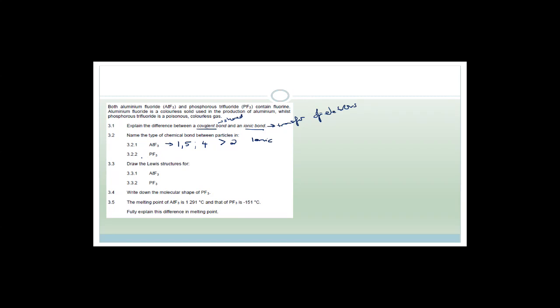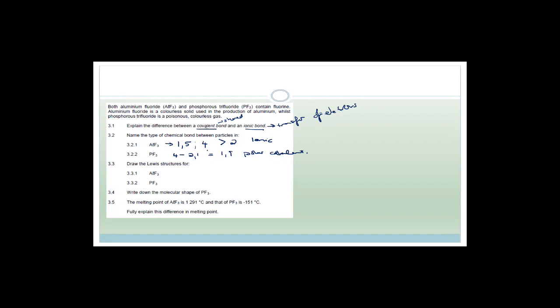PF3 is phosphorus, P, which is 2.1, from 4. So it's 4 minus 2.1, which is going to be 1.9. So actually, this is going to be polar covalent.